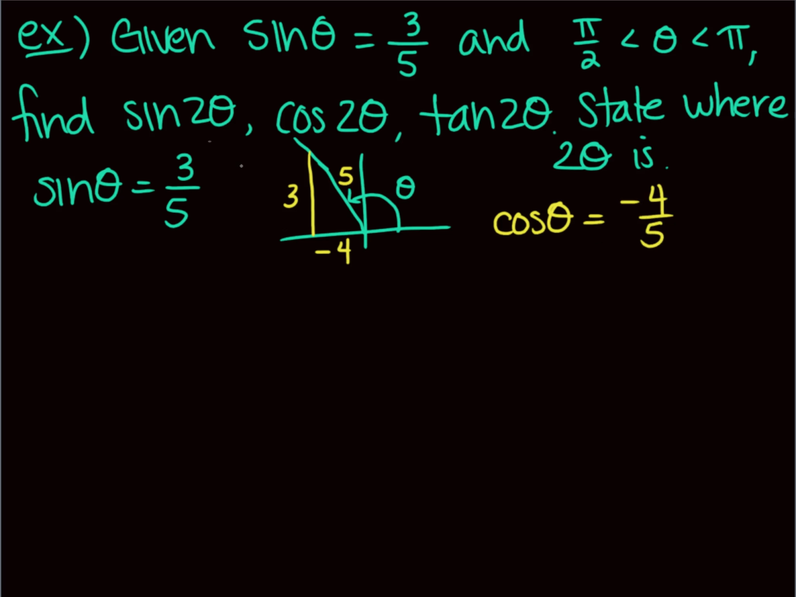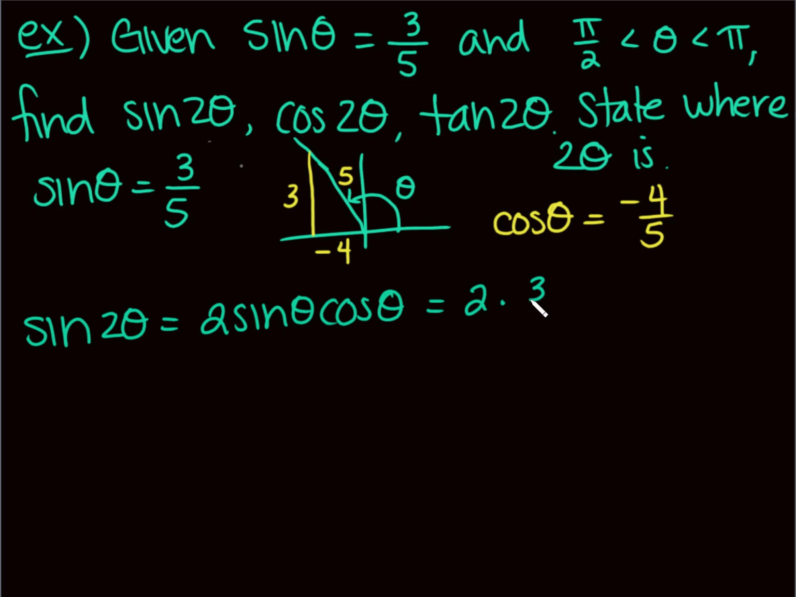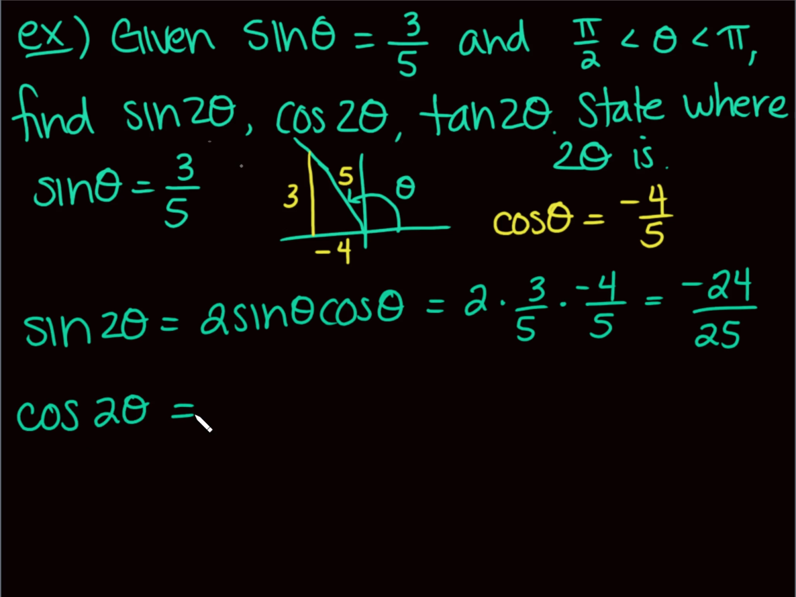And now easy peasy, I'm going to use my formulas. I know that sine of 2 theta is going to equal 2 sine theta cosine theta. Okay, so that'll be 2 times 3/5 times a negative 4/5, right? There's my sine, there's my cosine. So what do we get? Negative 24/25. This number better be between negative 1 and 1. Remember, cosine and sine never go over 1 or less than negative 1. So there's sine of 2 theta.